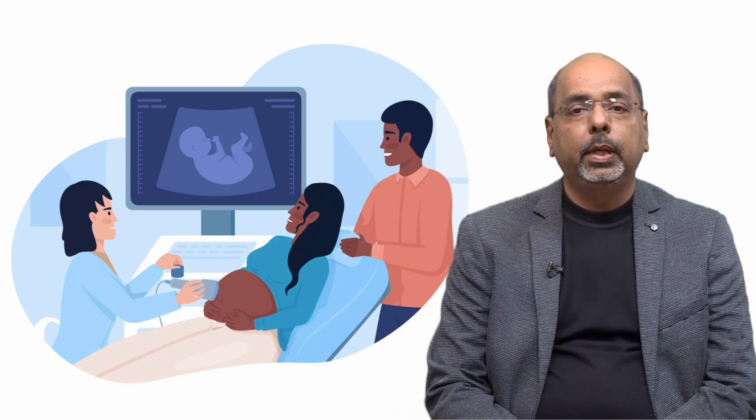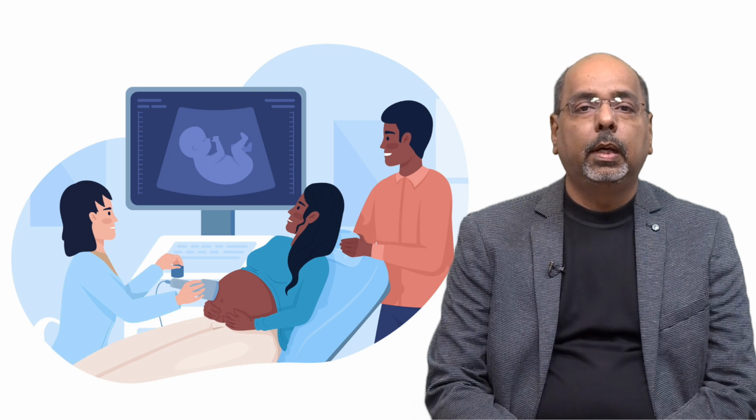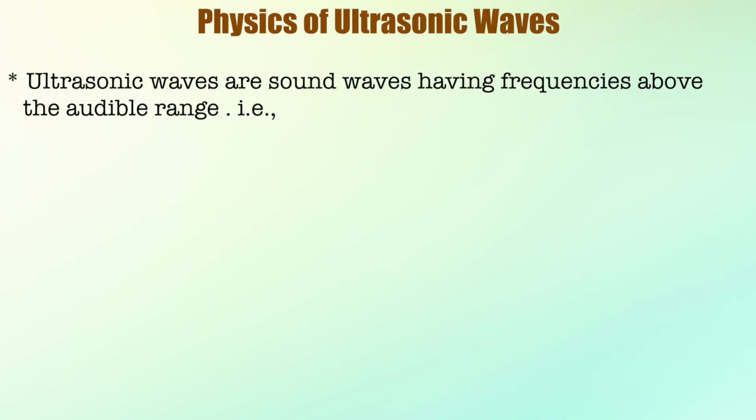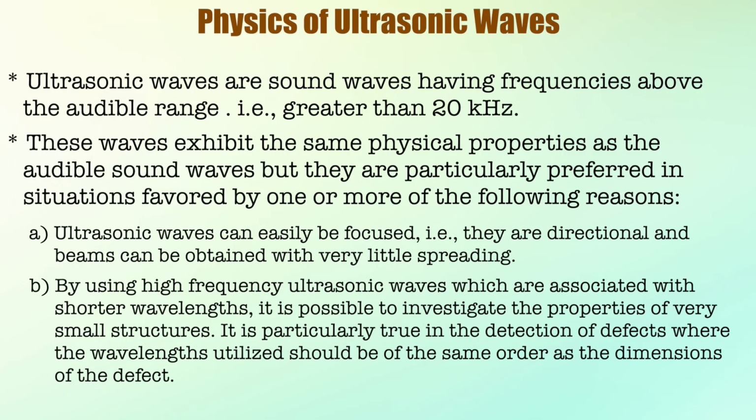Now we are going to see physics of ultrasonic waves. Ultrasonic waves are sound waves having frequencies above the audible range, that is greater than 20 kHz. These waves exhibit the same physical property as the audible sound waves, but they are particularly preferred in situations favored by one or two of the following reasons.